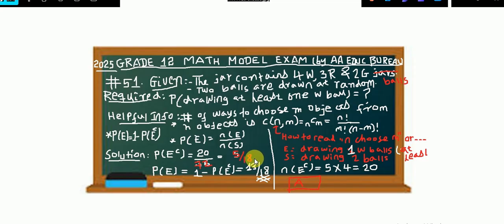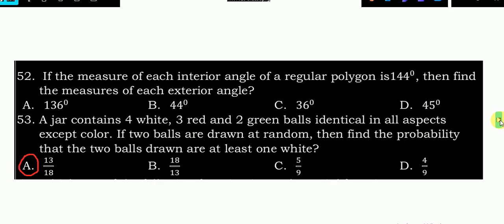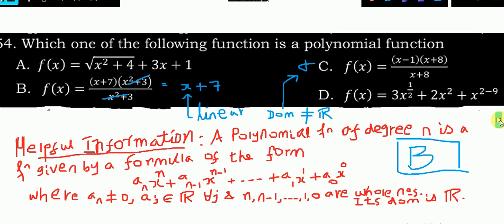18. 5 over 18. So what's the probability of getting at least one white? There is a formula relating the probability of an event to the probability of its complement: probability of E is 1 minus the probability of its complement. So 1 minus 5 over 18, and that is 13 over 18. The answer is, I think, A.